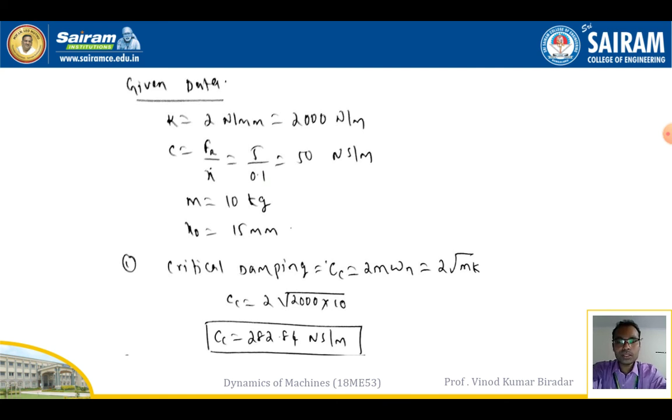So here we know the mass and k, so cc, that is critical damping, is equal to 2 into square root of 200 into 10. Okay, cc, the critical damping coefficient, is equal to 282.84 Newton second per meter. So this is about the critical damping.